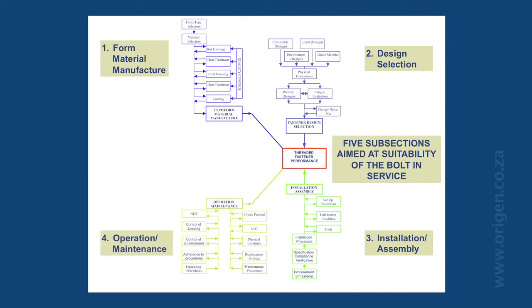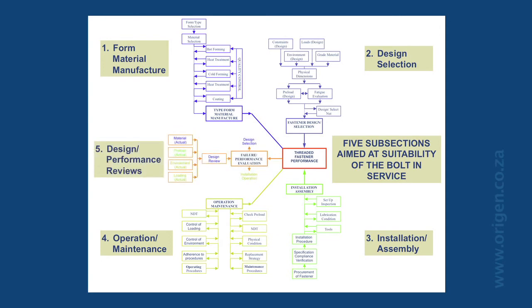In the fourth subsection, on operation and maintenance, we will discuss aspects that impact on maintenance and operation. The final subsection revolves around design and performance review and is really about learning from historical performance and the aspects of review process that should be fed back into design and selection and installation and operation.